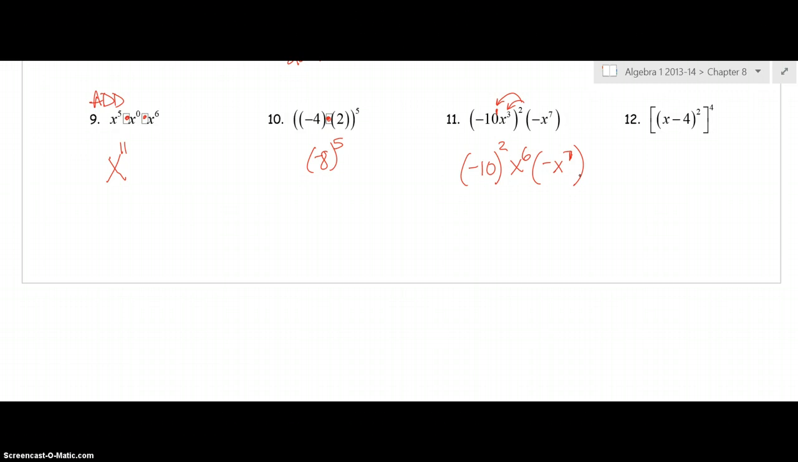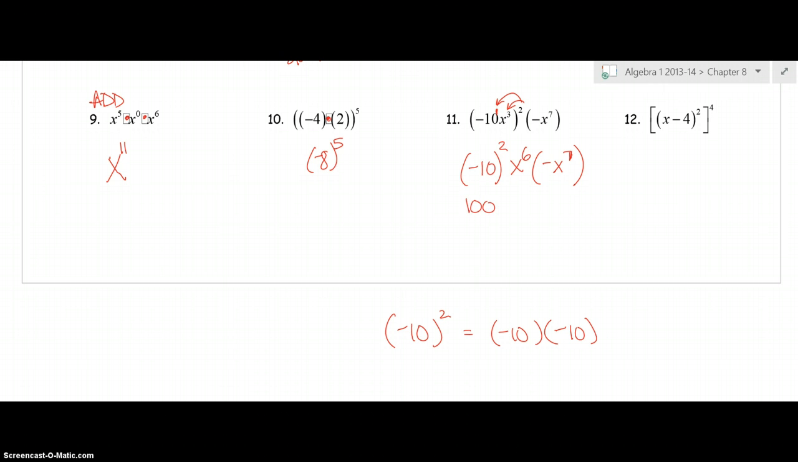So what is negative 10 squared? I hear 100 and I hear negative 100. Which one? If you have negative 10 squared, this is really negative 10 times negative 10, right? So that gives you 100.